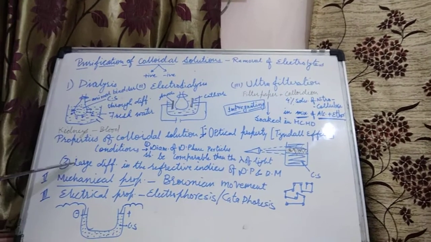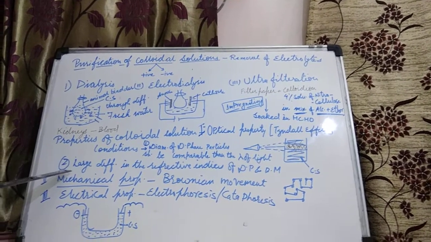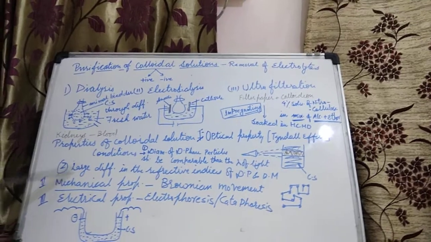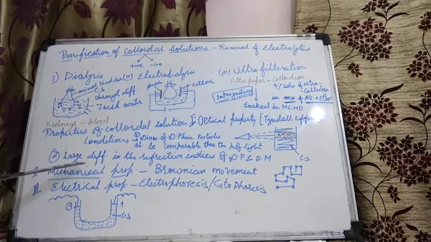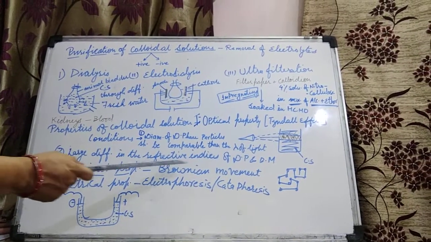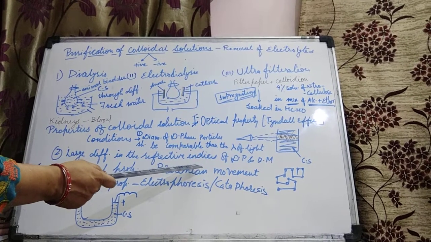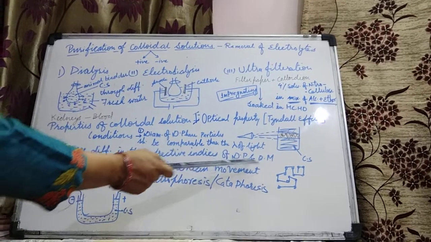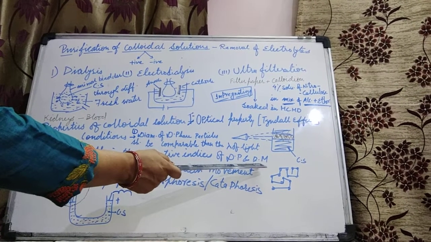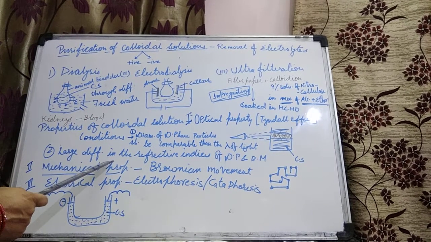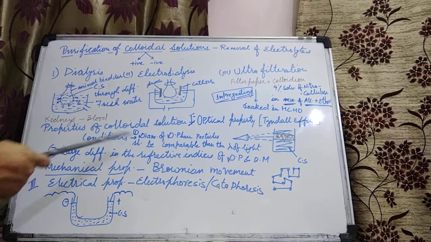The second condition required for the Tyndall effect is that there should be a large difference in the refractive indices of what? Of the dispersed phase and the dispersion medium. There should be a large difference. So this is about the Tyndall effect.